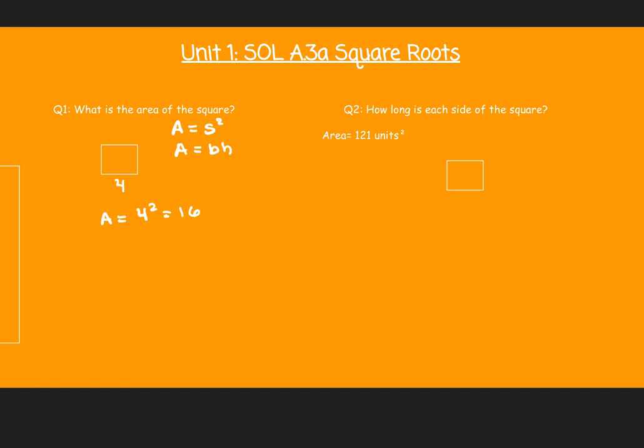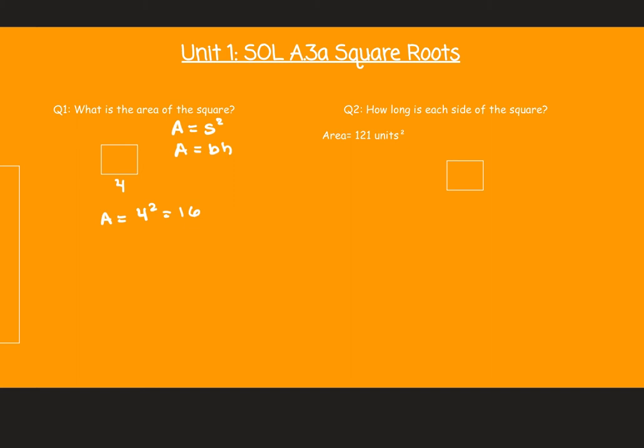Now we're going to look at how long each side of the square is. So now we're given the area of the square, and we have to determine what the side is. Remember the relationship between square and square roots: you square a number to find the perfect square, and you take the square root to find the number that you multiplied.